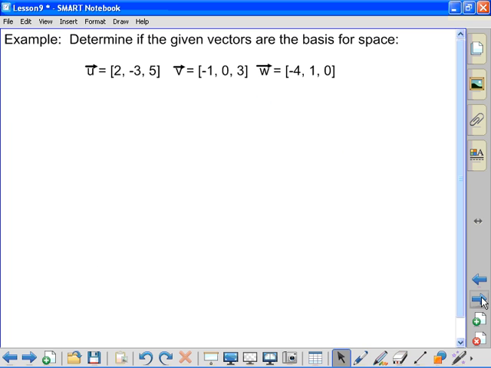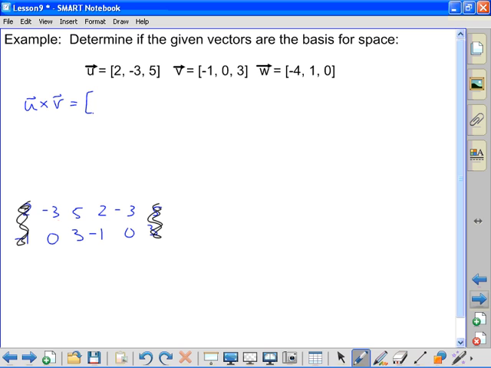So looking at the example here, determine if the given vectors are a basis for space. First thing I'm going to do is u cross v, which will result in a vector. So 2, negative 3, 5, and negative 1, 0, 3, crossing off my ends.